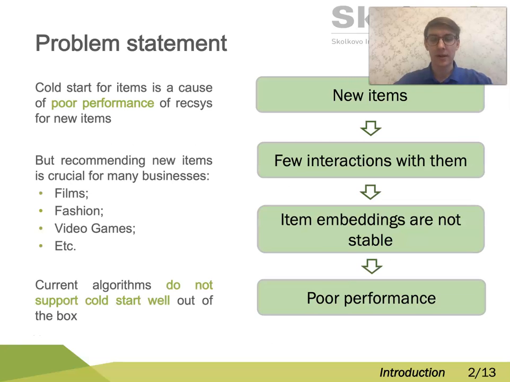Well, generally, cold start for items is a problem when new items are introduced, there are few interactions with them, thus item embeddings are not stable, and this leads to poor performance of recommender systems. However, recommending new items is crucial for many businesses like fashion, films, video games, and many others. But current algorithms do not support cold start well out of the box.